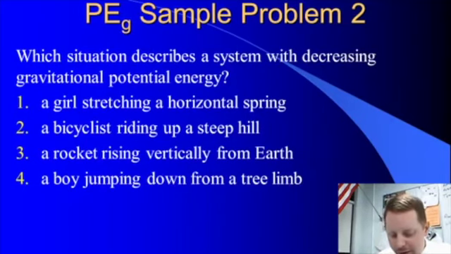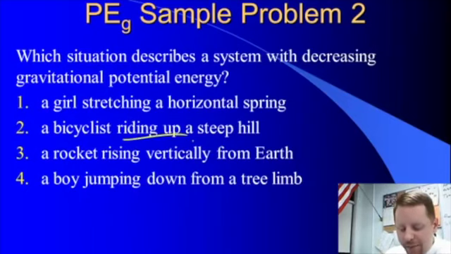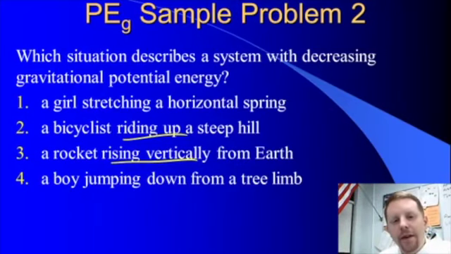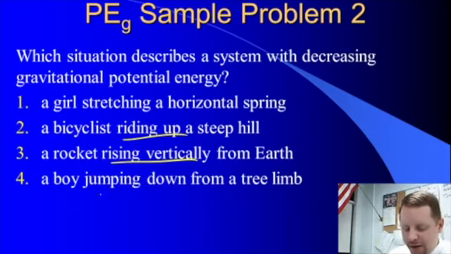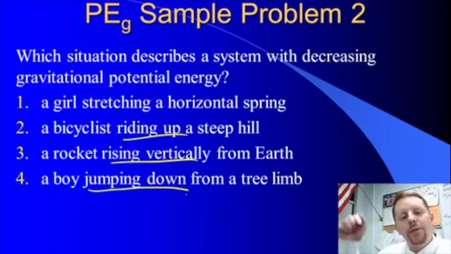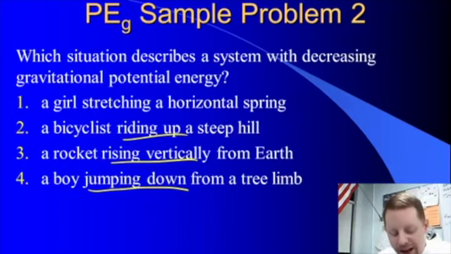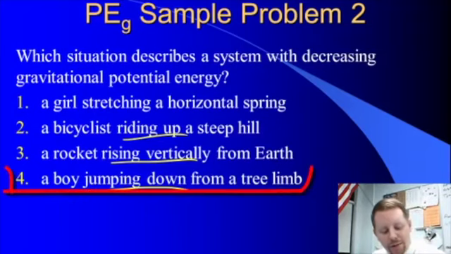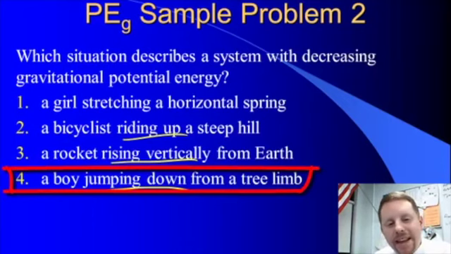Well, if you notice, the first one involves stretching a horizontal spring. That's going to be elastic potential energy, which we'll deal with when we talk about springs. Bicyclist riding up a steep hill or rocket rising vertically are both having increasing gravitational potential energy. The only time where we have decreasing gravitational potential energy is when the height changes, when the height decreases, the boy jumping down from the tree. So the correct answer must be number 4, a boy jumping down from a tree limb.